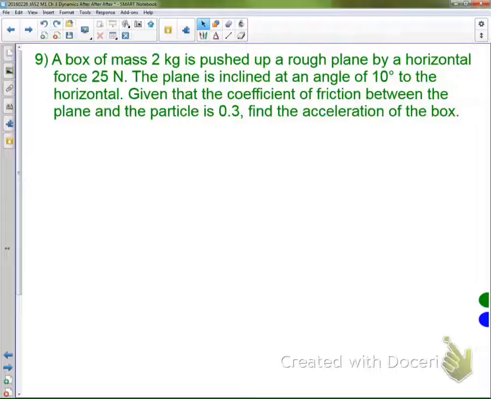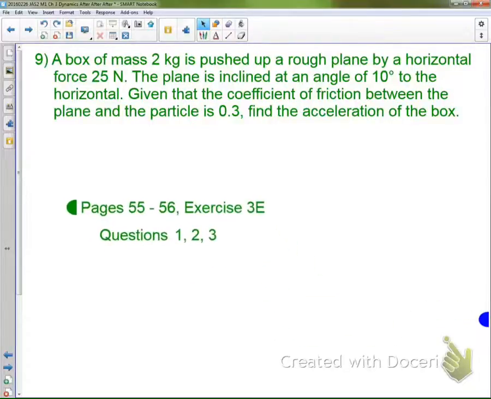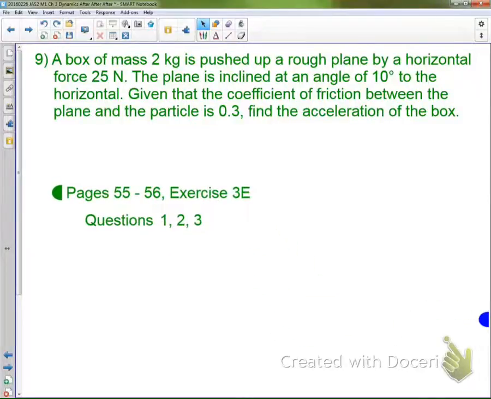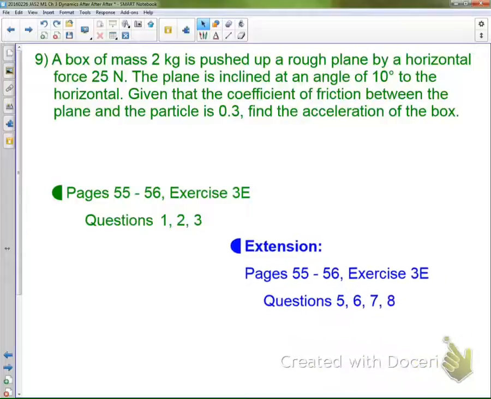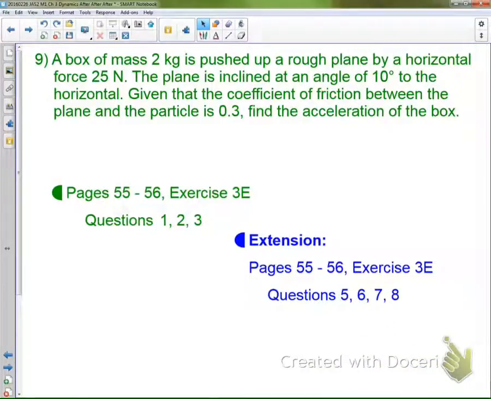Now that we've had a look at a couple of examples, it's time for you to have a go at exercise 3E, or if you're feeling very confident, have a go at these questions as well.